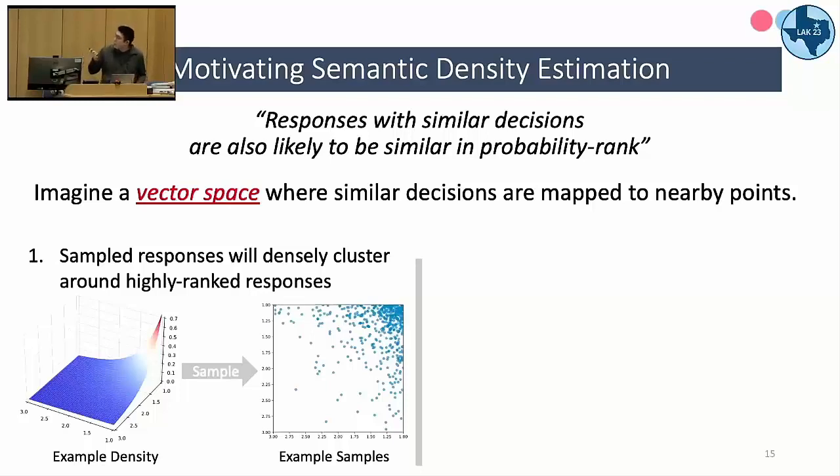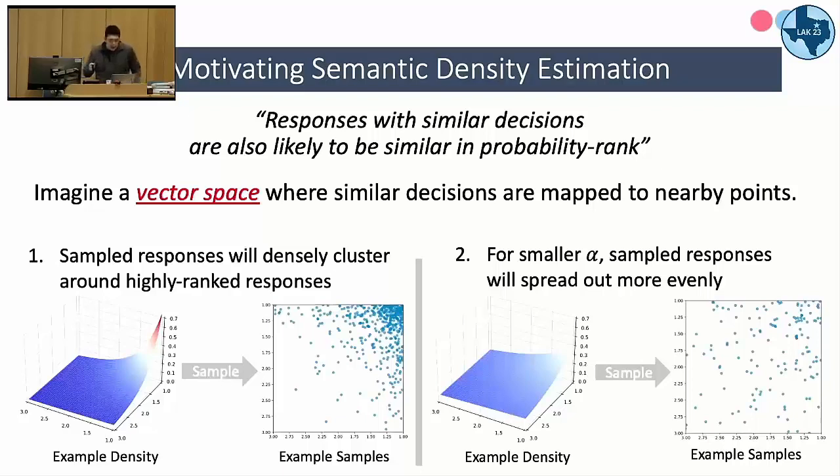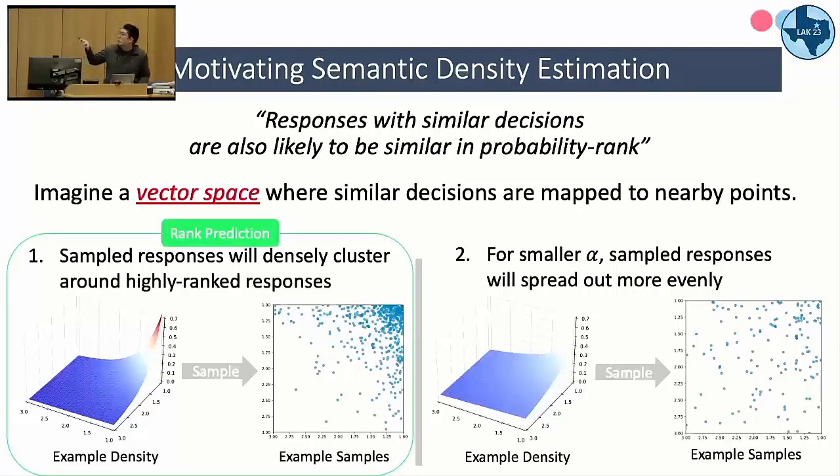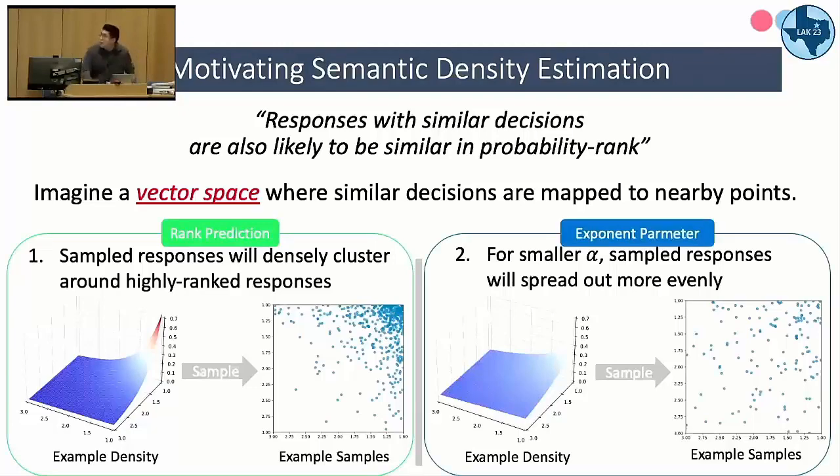as well. The second insight is that when the alpha is smaller, so that the distribution is closer to uniform, then the sampled responses will actually spread out more evenly throughout the space. And it's spread out, so it seems like it has fewer points, but it actually spreads out outside this frame. And this motivates us to use the notion of density in this sample space. And each of these insights will help us predict the rank ordering and the exponent parameter of our underlying Zipf distribution.